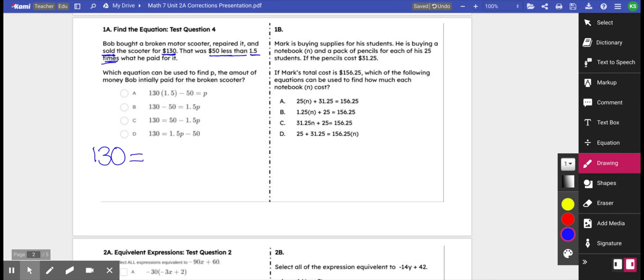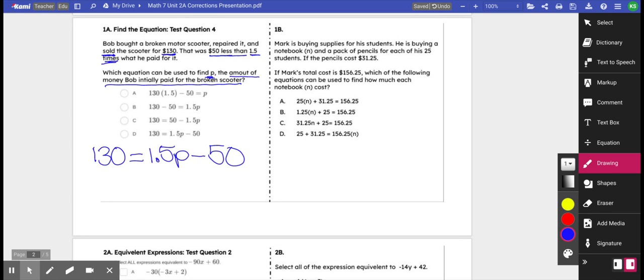Then they give us this other piece of information, two pieces of information. It says that it's 50 less than 1.5 times what he paid for it. And we know P is the amount he paid for the broken scooter. So we know that it's 1.5 times P, so 1.5P, and it's 50 less than. So less than means subtraction, so we would subtract 50 from that. Okay, if it said more than, then we'd add 50.